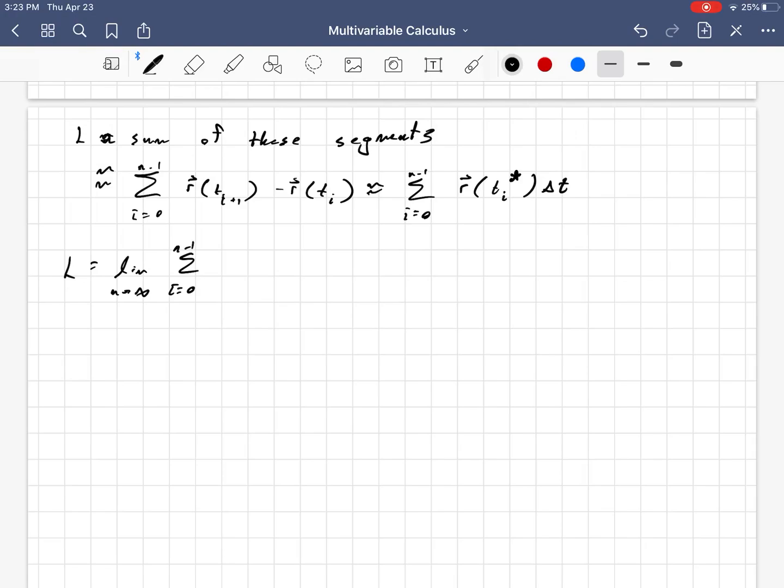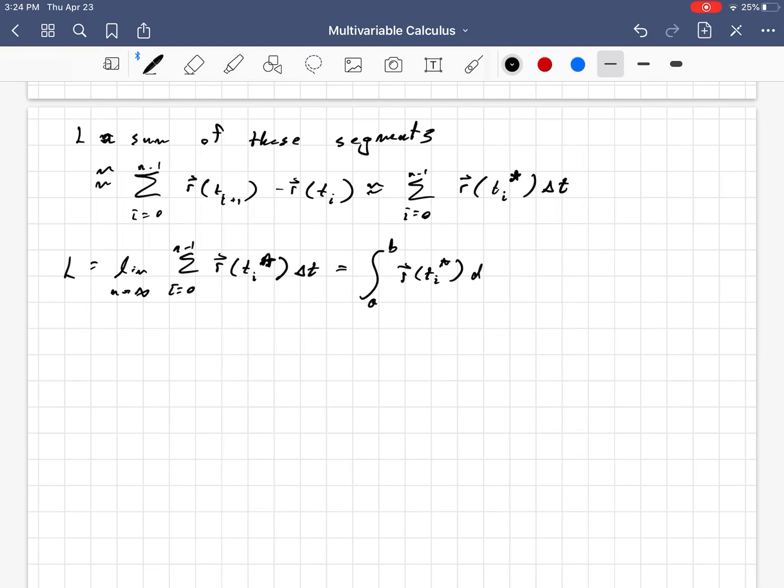And so like I said before, if we let the number of those segments get bigger and bigger and the distance between those approximating segments get smaller and smaller, then we'll get the exact arc length. And so the exact arc length, L, is exactly equal to the limit as n approaches infinity of the summation from i equals 0 to n minus 1 of r of t sub i star times delta t, which is just the integral from a to b of r of t sub i.